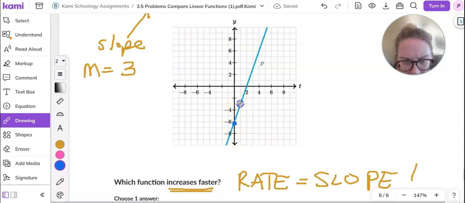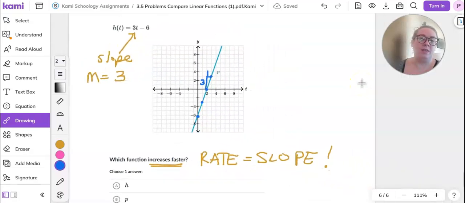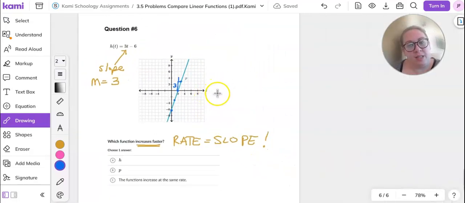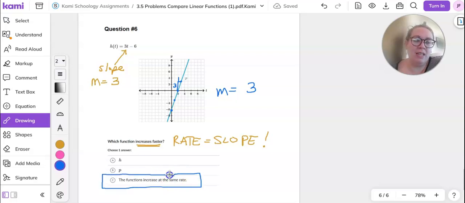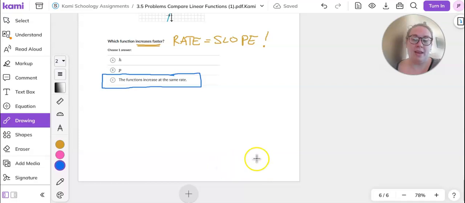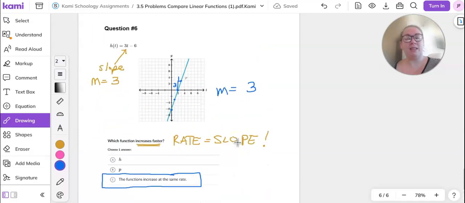And looking in the graph, if we find some points that are right on the grid line, here's one, here's one, here's one, beautiful. And to go from one point to the next, we are going up 3 and over 1. So this has a slope of 3 as well. So these two functions actually have the same rate. They are both increasing at a rate of 3/1. y goes up by 3, x goes over by 1. And that is our last little Kami example.